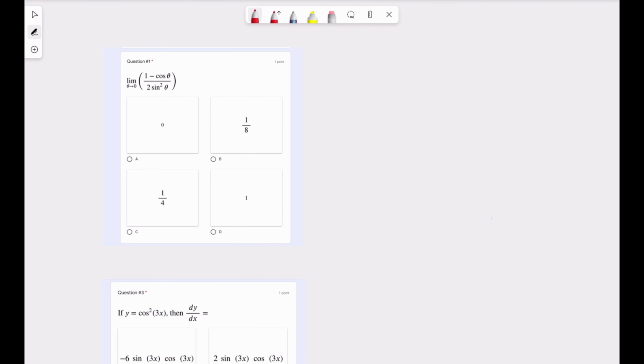I am an ASU student and I'm studying applied mathematics. I took Mrs. Rodriguez's class last year, so I have some experience with AP Calculus and the exam itself. So today I want to go over limits and derivatives.